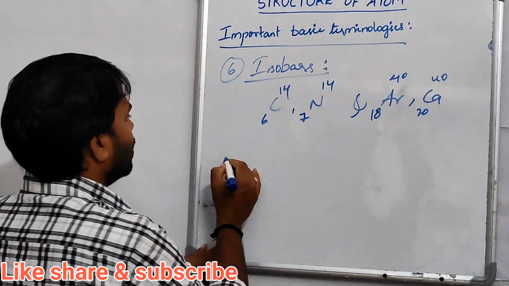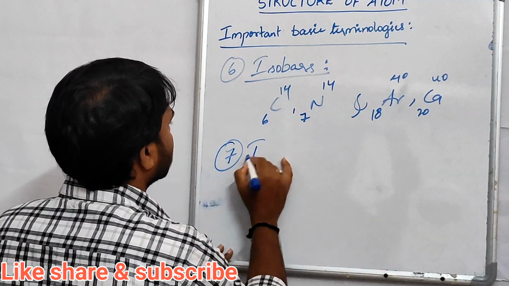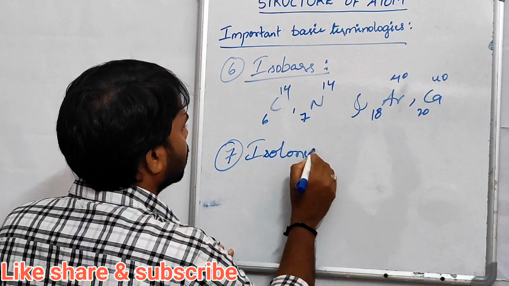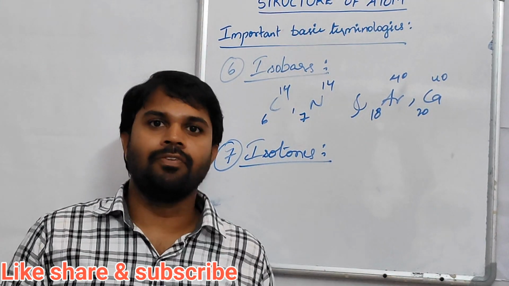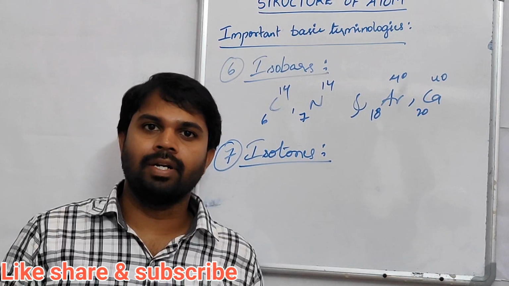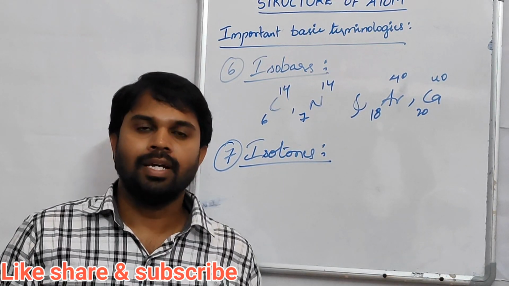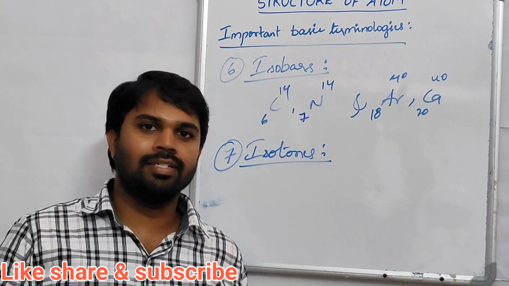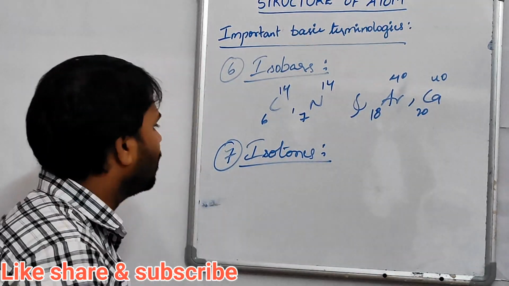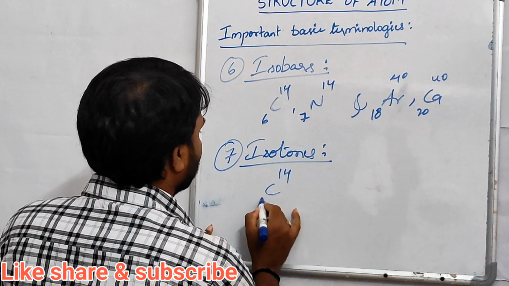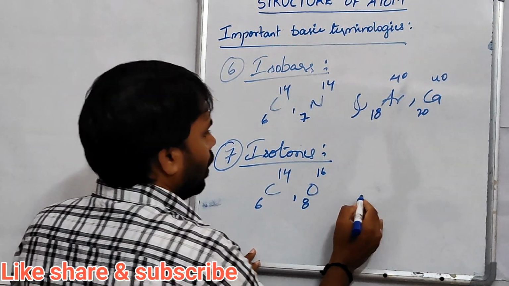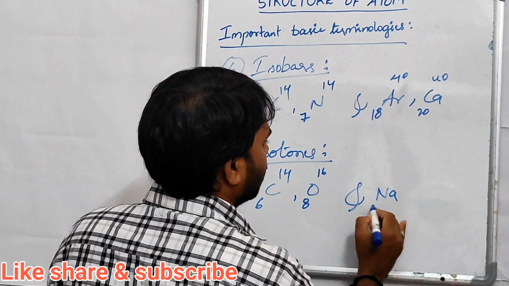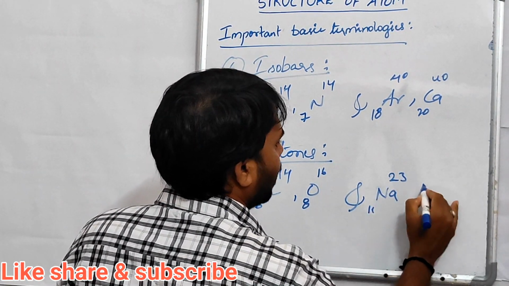Now come to isotones. Atoms of different elements having different atomic number and different mass number and having the same number of neutrons, we call them isotones. For example, carbon and oxygen, and sodium and magnesium.